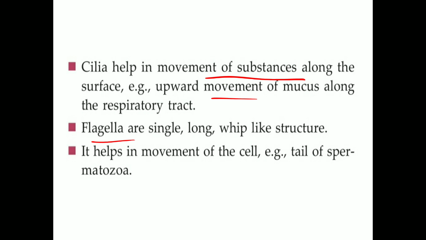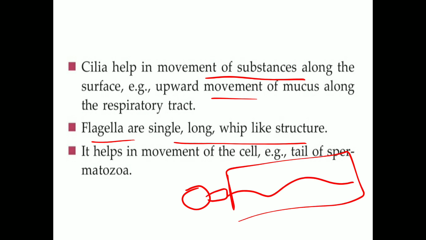Flagella is a single long whip-like structure, as in the case of a sperm cell: head, body, and tail. So this is a flagellum, a long whip-like structure that helps in the movement of the cell. Example, the tail of the spermatozoa.